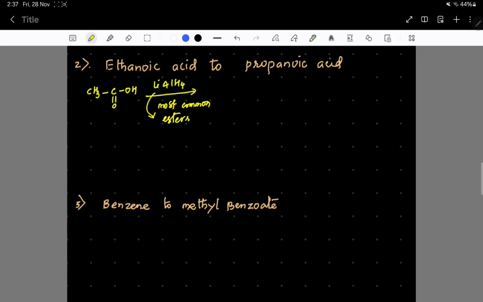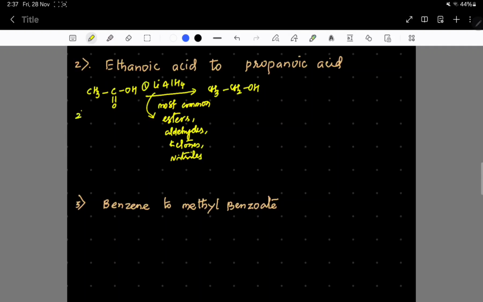esters, aldehydes, ketones, and nitriles into their corresponding alcohols. So now it will give CH3CH2OH. And one more is also there.